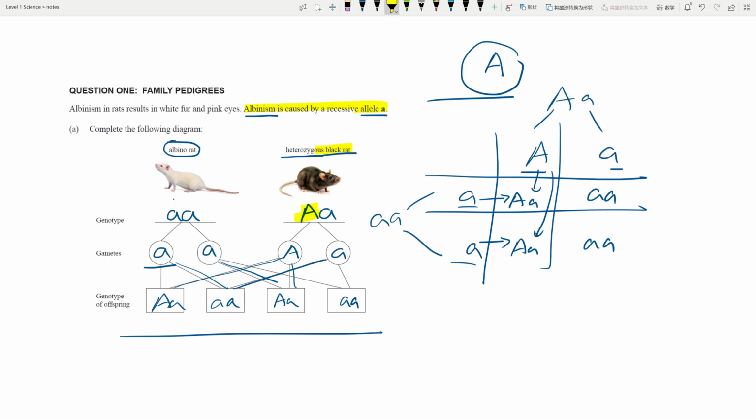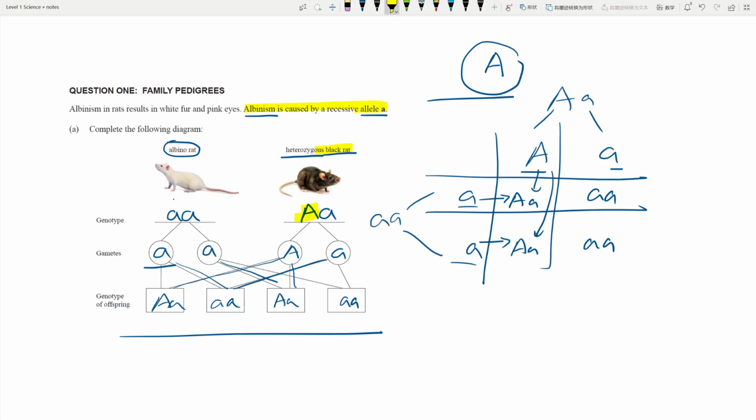So what do we use a Punnett square for? A Punnett square is simply used to predict the possibility of getting different genotypes in the outcomes of these two organisms having offspring. We can predict the chances of the baby rats being normal color or albino, and we can figure out a percentage.